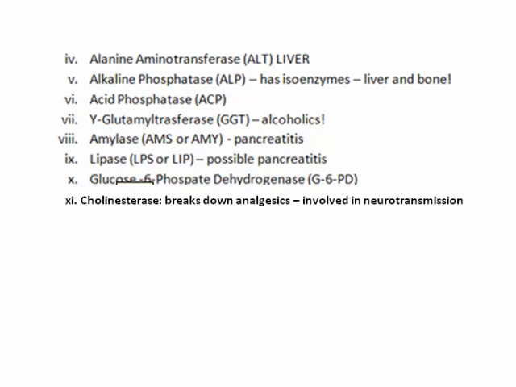The next one you see, acid phosphatase, ACP, is found elevated in people with prostate cancer or prostate types of issues. Gamma glutamyl transferase, GGT, that one we find elevated in alcoholics.